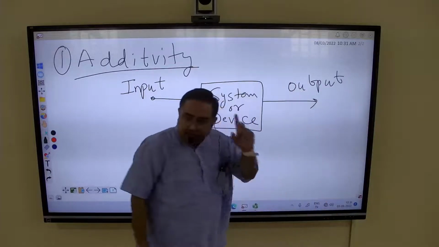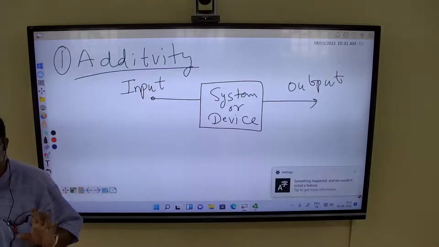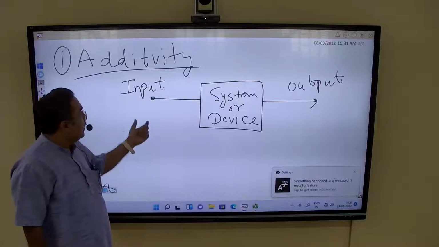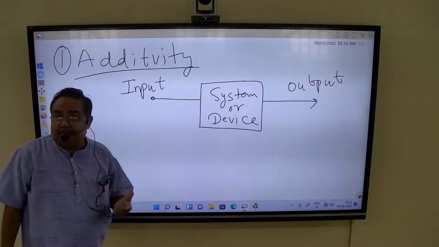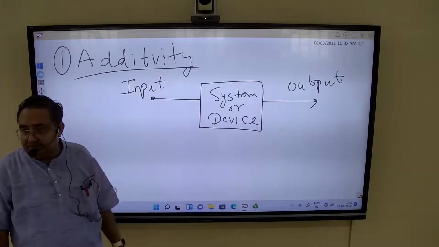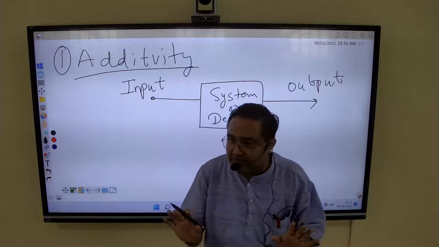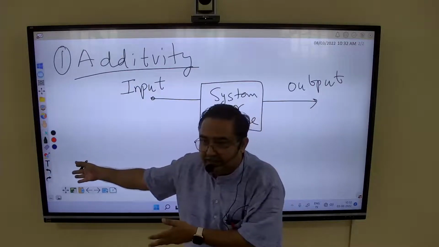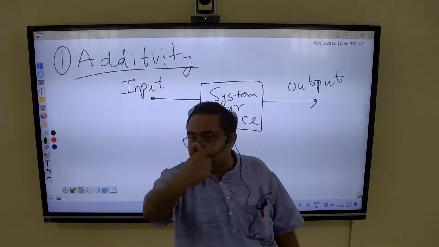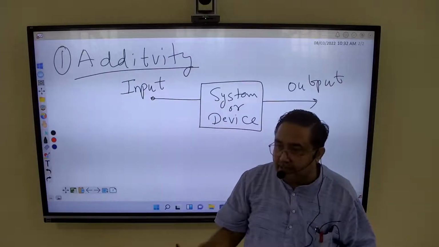Do you agree or not? The system has input as well as output. Clear? Now, for example, your fan. Fan is also a system, a device. Is it clear? What is its input? Electrical supply. And what is its output? Rotation, and thus giving us air. Okay, this is the output.